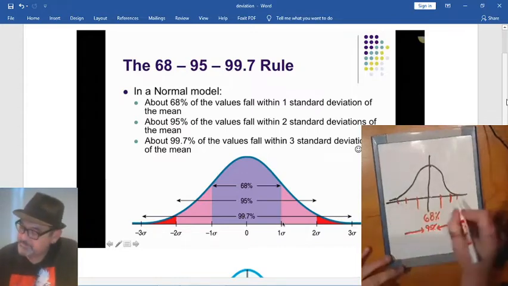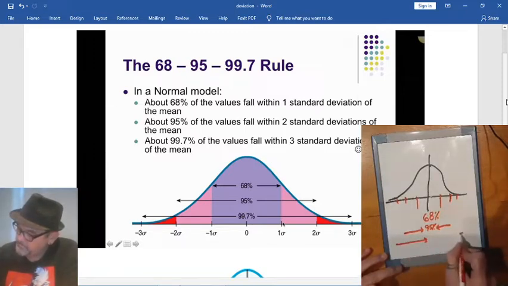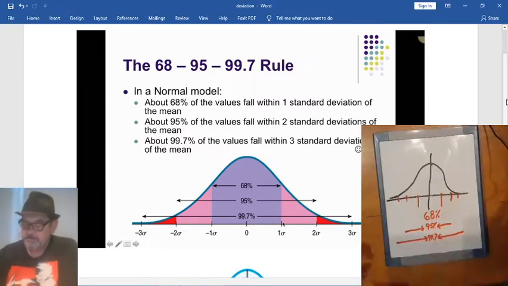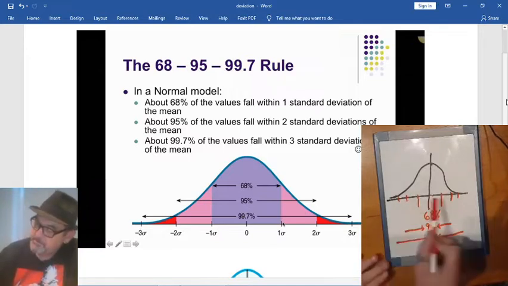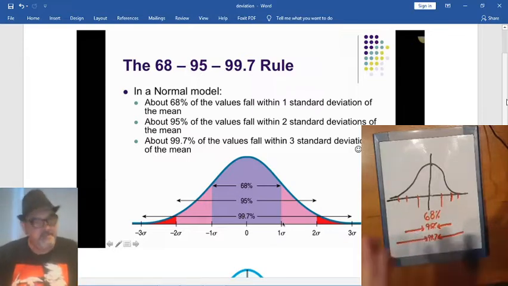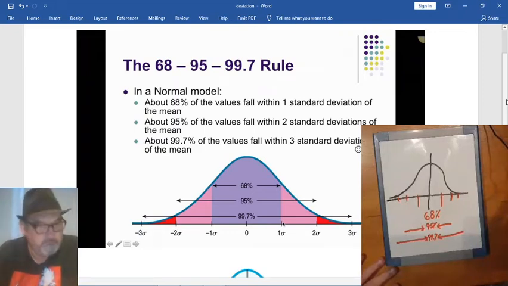When you combine all of that together, that's 95% of your data points. And then the third standard deviation of the mean all the way out accounts for 99.7% of all of your data points. For example, if you had 100 data points on a perfect distribution like that, 95 of those 100 would fall within 2 standard deviations of the mean, meaning 2 notches up and 2 notches down. Between those 4 notches, 95% of your data points would fall. Okay, that's what it means.